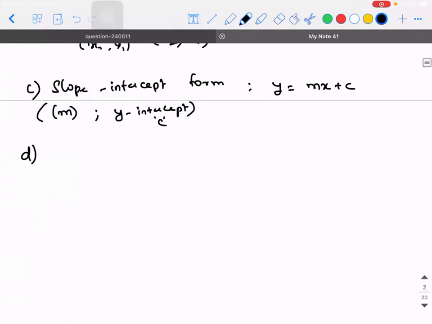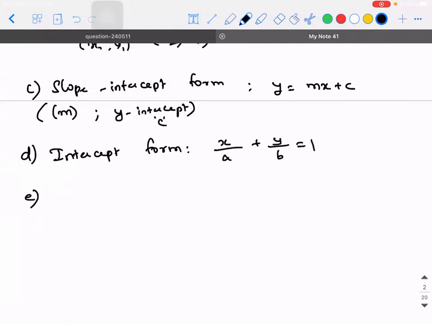Then we have something called intercept form. So what is intercept form? x by a plus y by b equal to 1. Very good. x by a plus y by b is equal to 1.